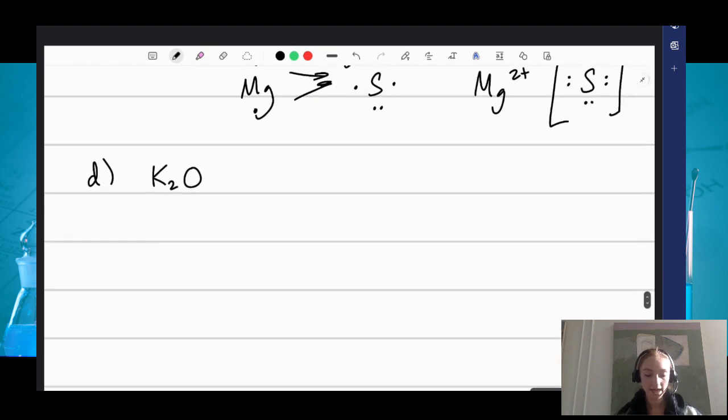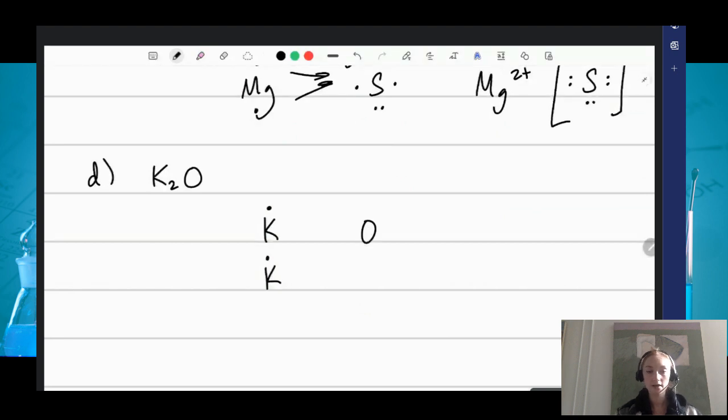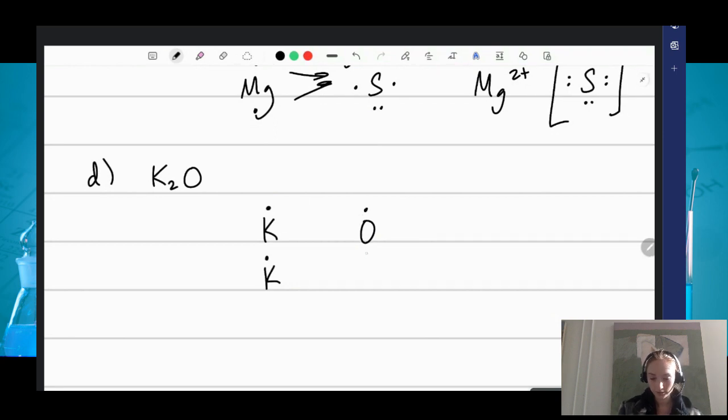We have potassium oxide. And so potassium has a charge of 1 plus, and there's 2 of them, so we can write down 2 of the potassium. And oxygen has a valence electron amount of 6. So let's write that out. So we have 1, 2, 3, 4, and then let's put that right here, 5 and 6. And so since the potassium has 2 right here that the oxygen wants, it will give them to the oxygen, so it'll lose that in its ionic bond.